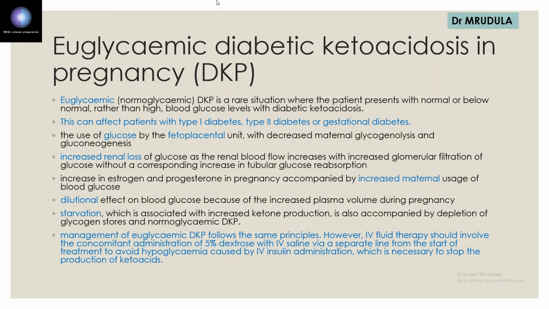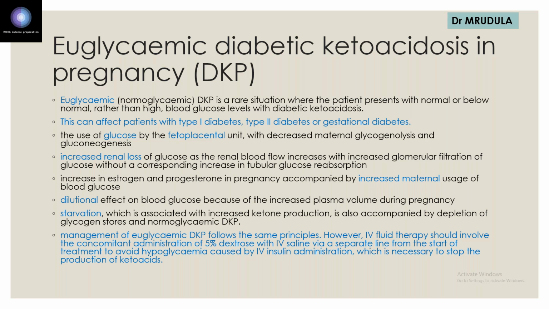Now, there is another entity which is known as euglycemic diabetic ketoacidosis. Here it is a rare situation where the patient presents with either normal or below normal sugar levels. Okay, but the presentation is of diabetic ketoacidosis. Again, it is the same. It is usually more common in type 1, but it can occur in type 2 and gestational diabetes also. So why are the sugar levels normal or below normal in this diabetic ketoacidosis?